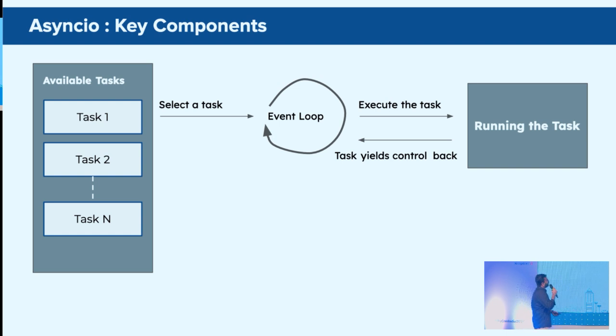This diagram will give you a better example. Suppose we have n tasks waiting in a queue. The event loop selects a task and executes it. Once the execution is over, we return the control back to the event loop.